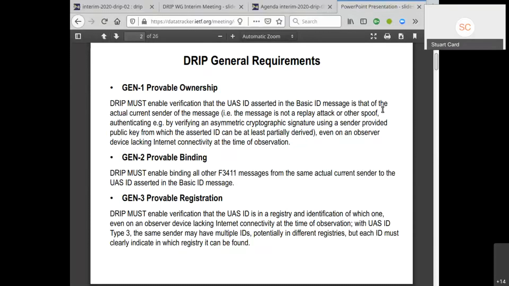Provable binding just means there's more than just the identity claim message, the so-called basic ID message in the ASTM standard. There are messages about where am I, in what direction am I going, and how fast, and we want to bind all those other messages to the ID. And then finally, provable registration: I want to say not only I am Stu, but I am Stu and I am in the blue registry, as opposed to the red or the green registry or whatever.